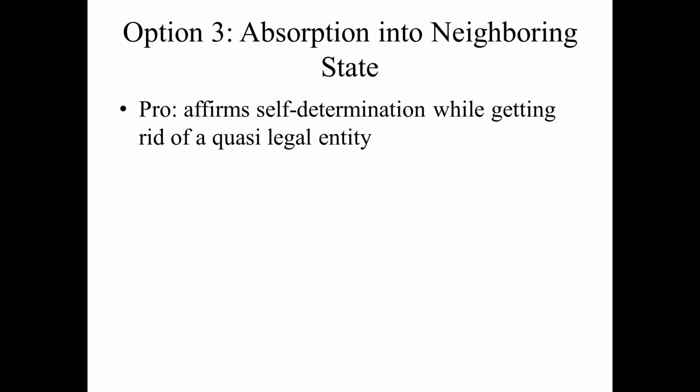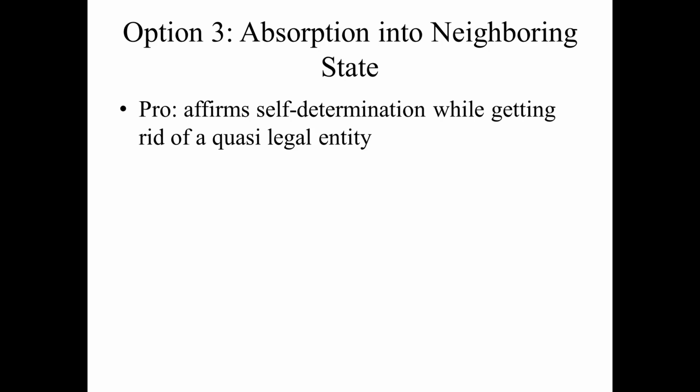Okay, what about option 3? If we can't recognize and we can't reincorporate, how about the parastate is absorbed into a neighboring state, right? You could make a number of arguments for that. The self-determination of the group is fulfilled. They want to break away from one country, right? Albanians don't want to live in Serbia. Armenians don't want to live in Azerbaijan. How about we just attach them to a neighboring country?